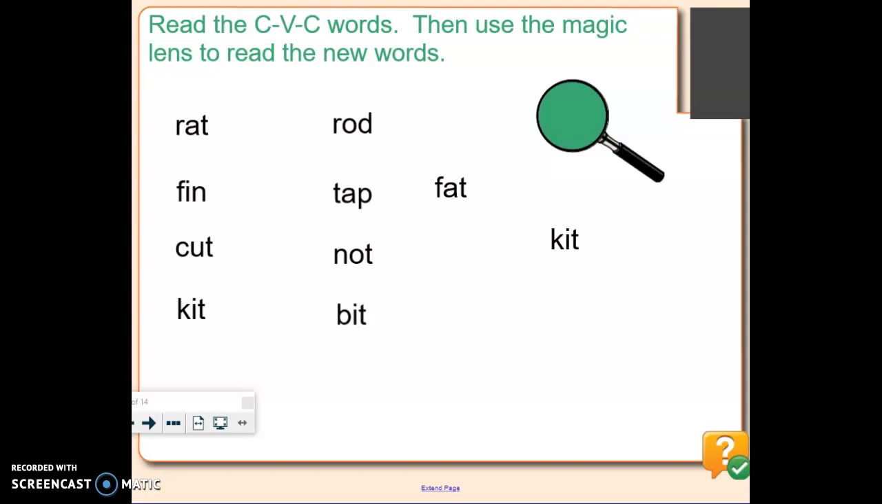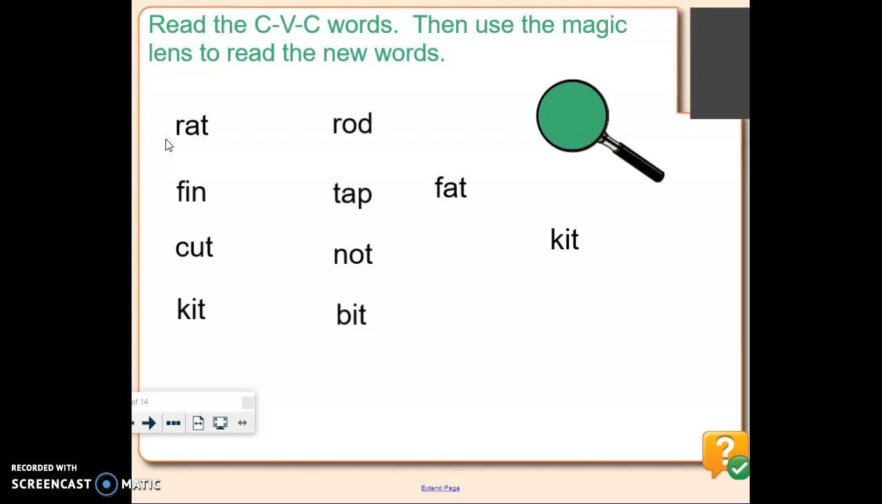So today we're going to continue our practice of those magic E words where there's a silent E at the end. As you can see, all the words on our screen right now are not silent E words. They don't have E at the end. So we're going to practice sounding them out as they are, then changing them when we add an E to the end. So let's start right here with this word.